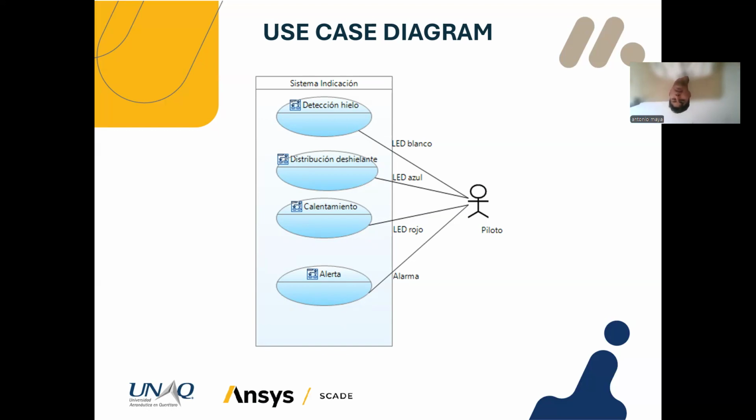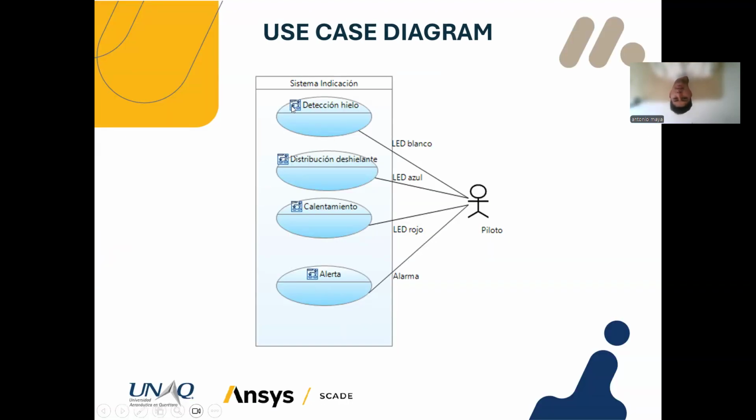Incoming from other subsystems. The subsystems, as I mentioned them, are the measuring system, the icing fluid distribution system, the heating system, and what is the other one? The alarm system. They are here, and basically we covered each one of them.